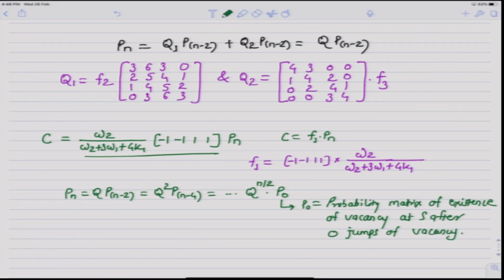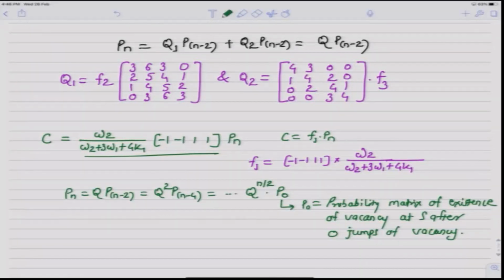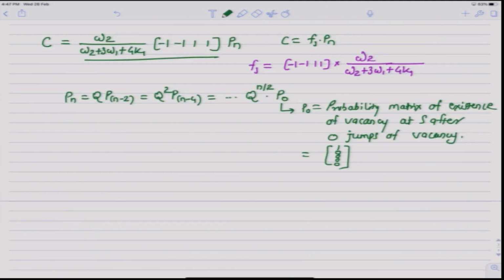And we know right after the first jump the vacancy exists at A. So, P0 of only A is equal to 1 and P0 of all other sites should be 0. So, the matrix P0 essentially is 1 0 0 0 0, and n by 2 we can replace with m, and so we can write Pn is equal to Q to the power m times P0.